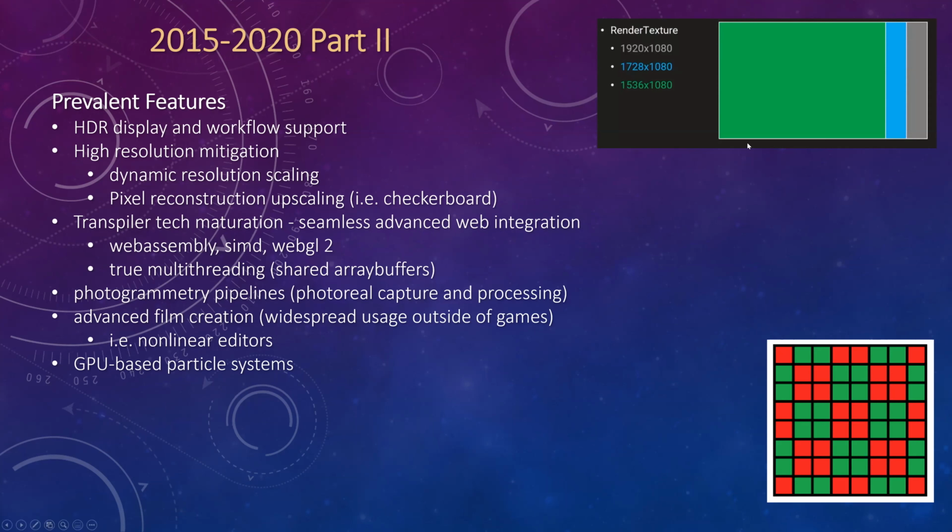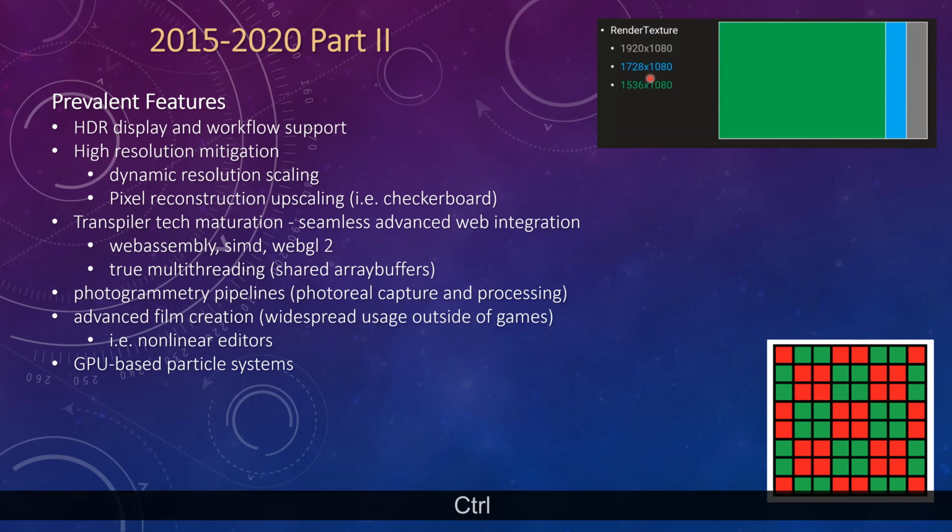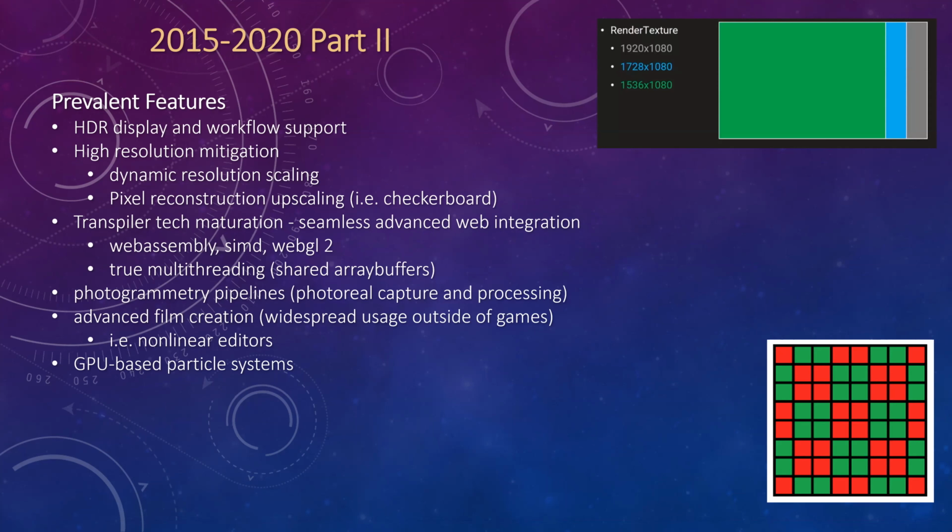For instance, you could see that here's potentially a render texture, and the whole texture right in here is for a 1080 screen. But let's say you're on Xbox One and it has some kind of weak hardware and it has trouble pushing out 1080p at 60 or 30 frames per second. Well, what developers will do is they'll dynamically change what they're rendering.